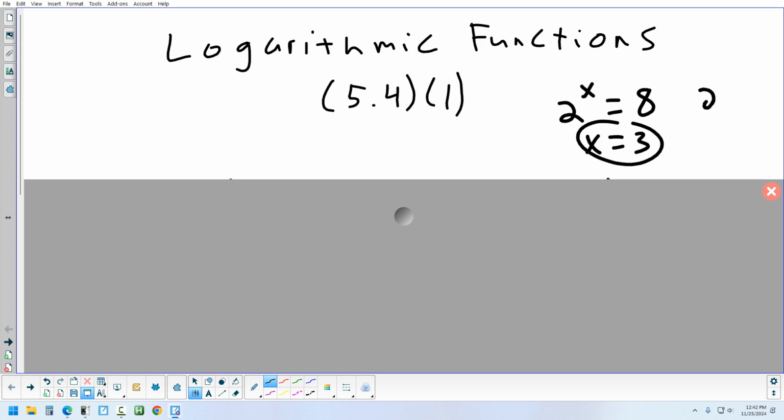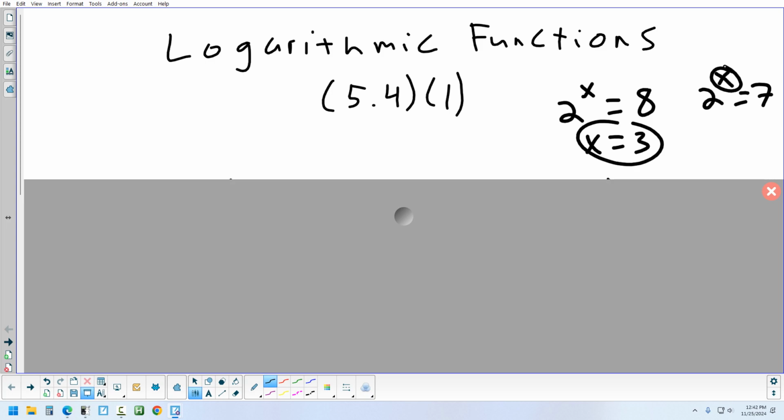Now, if I get something like this, 2 to the x equals 7, I didn't change much. All I did was change the number on the other side. But 2 to the third power is 8. That's too big. What's 2 to the second power? 4. Now we're trying to get 7. 2 to the second is too small. So the way we would figure out what that number is, is to use a log.